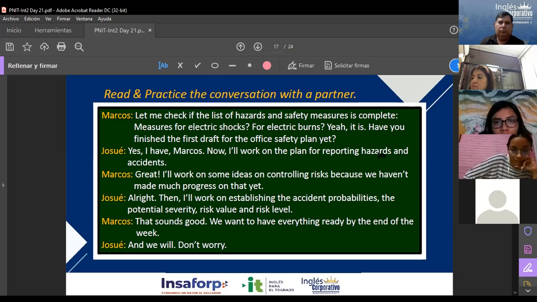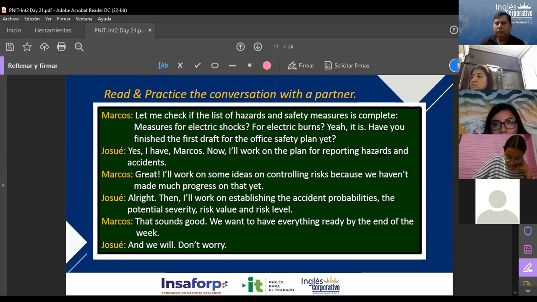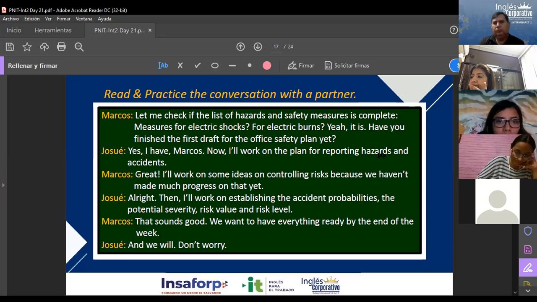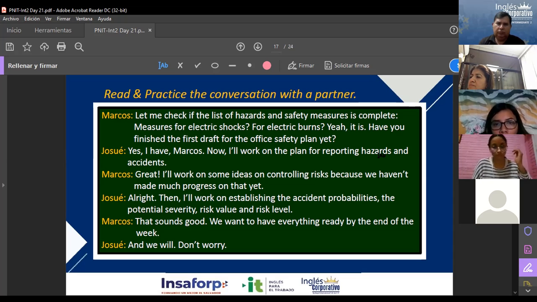Measures for electric shocks, for electric boards. Yes. Yeah, it is. Have you finished the first draft for the office safety plans yet? Yes, I have, Marcos. Now I will work on a plan for reporting hazards and accidents. Great. I'll work on some ideas on controlling risks because we haven't made much progress in that yet.